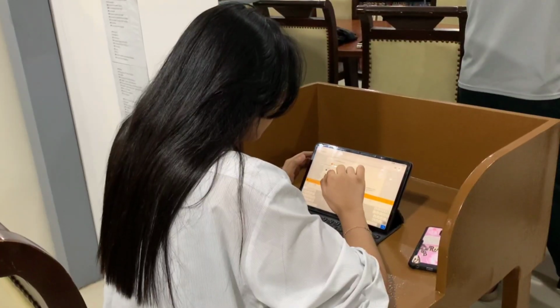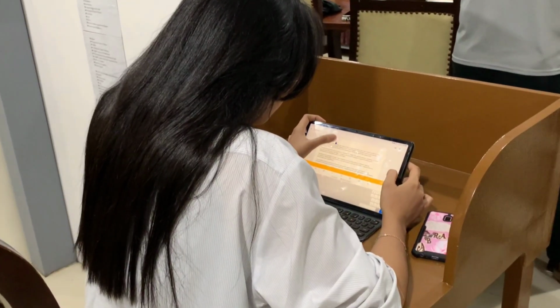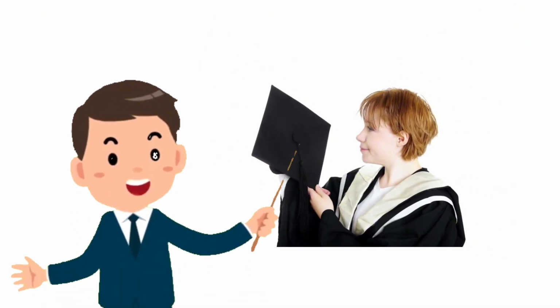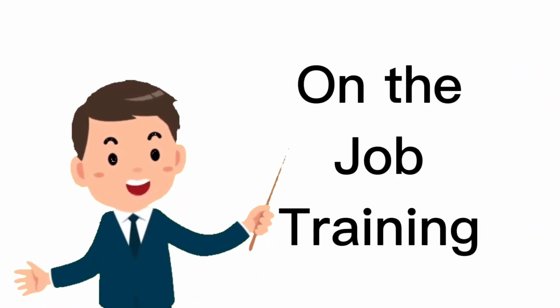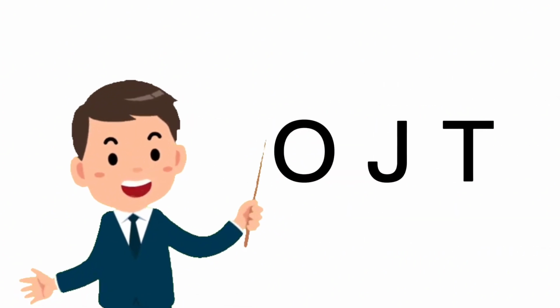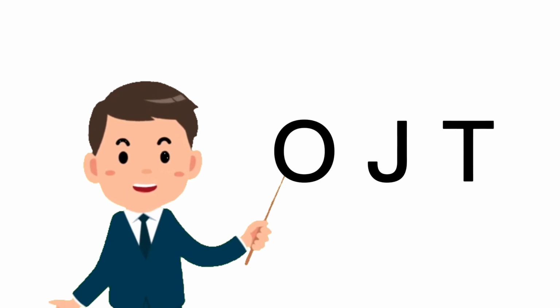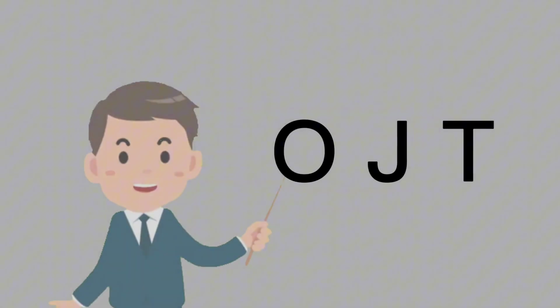Transitioning from being a student to an adult, often requiring employment to sustain personal needs, is a challenging process. To assist graduating students in preparing for the outside world, on the job training or OJT becomes essential, typically conducted during the third or fourth year of their academic journey.